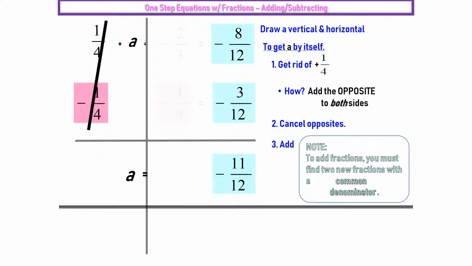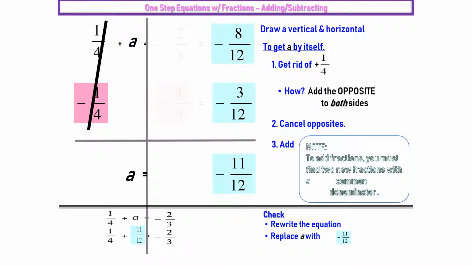Now is that our solution? I don't know. Let's check. So how do we check? We're going to rewrite the original equation, but we're going to substitute in the value of a that we think we found. Well, we think a equals -11/12, so let's go ahead and substitute it in.